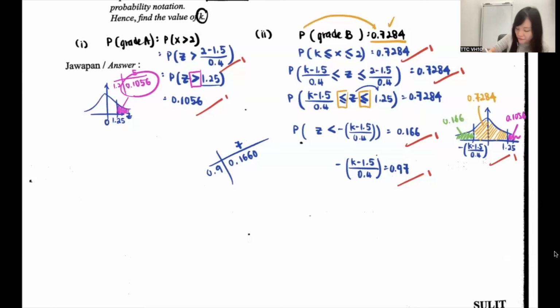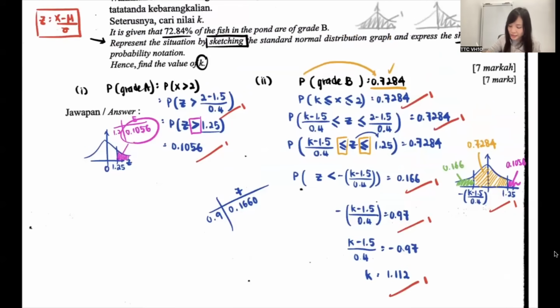Move things around to get the final answer. K minus 1.5 divided by 0.4 equals negative 0.97. So K is negative 0.97 times 0.4 plus 1.5. Isn't the answer 1.112? 1 mark. Then 1, 2, 3, 4, 5, 6, 7, 8. Oh, sorry, it shouldn't be 8 marks. Here should be 1 mark less. So 1, 2, 3, 4, 5, 6, 7, 8, 9, 10. This whole question is worth 10 marks again.